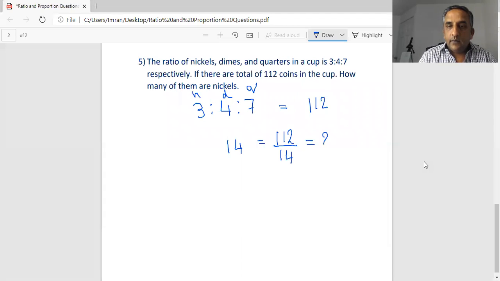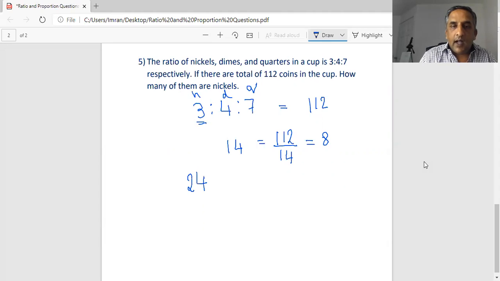So this will be 8. Now it means this is for 1, right? We have worked out the 1. Because there are 3 nickels, it will be 8 times 3. 8 times 3 is 24. You see, there are 3 nickels, so we times this 8, which was our answer, by 3.